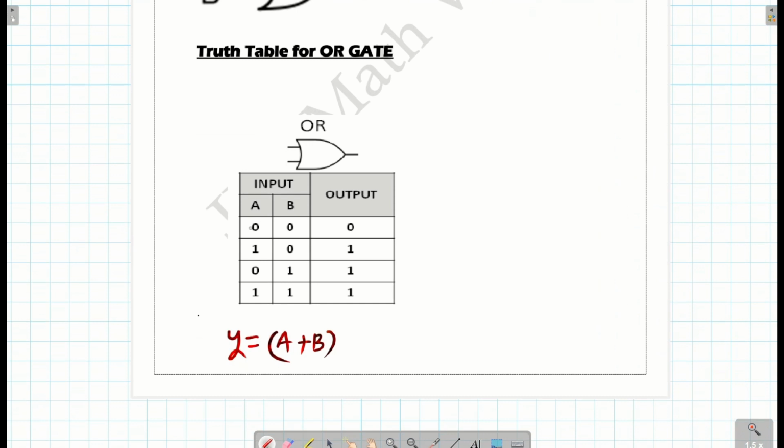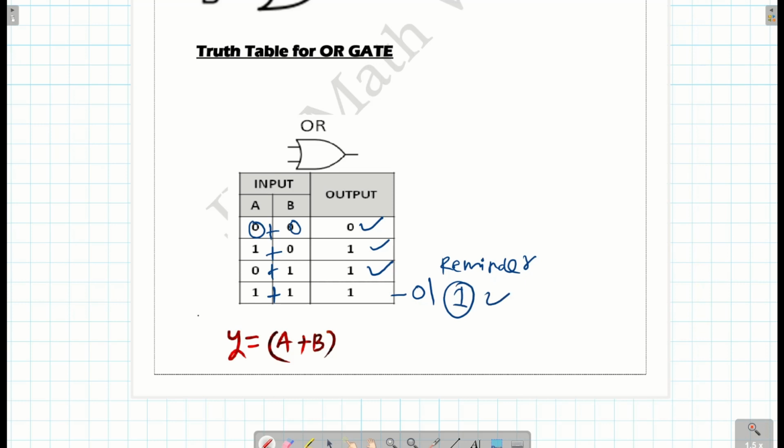You can see this in the truth table. Here the first input is 0 and 0. When you add 0 and 0, what do you get? 0. When you add 1 and 0, you get 1. When you add 0 and 1, you get 1. And even when you add 1 and 1, in binary you get 0 with a remainder of 1, so that's why you can say here 1.